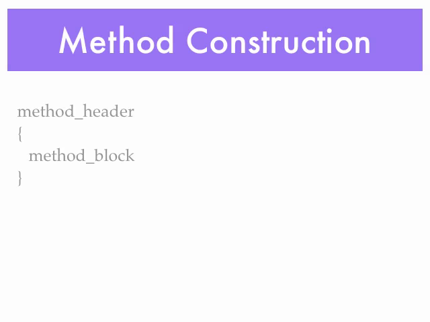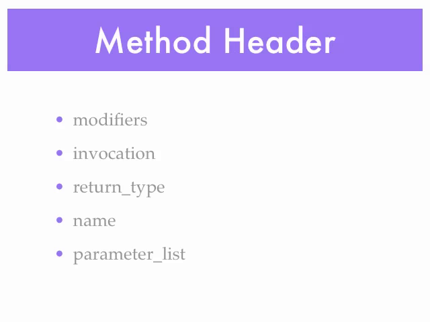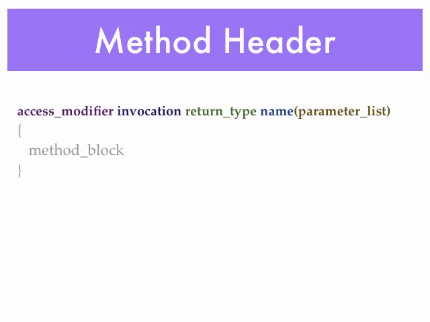All right, now every method has this construction. It has a header, and then it has the method block. And that method block is always bounded by curly brackets. Now the method header has a number of elements: the modifiers, invocation, return type, name, and parameter list. And those elements always are presented in this order. We have the access modifier, the invocation, the return type, the name, and then our parameter list. The parameter list is always enclosed in parentheses. And again, we have our method block immediately following our header, and that method block is bounded by curly brackets.